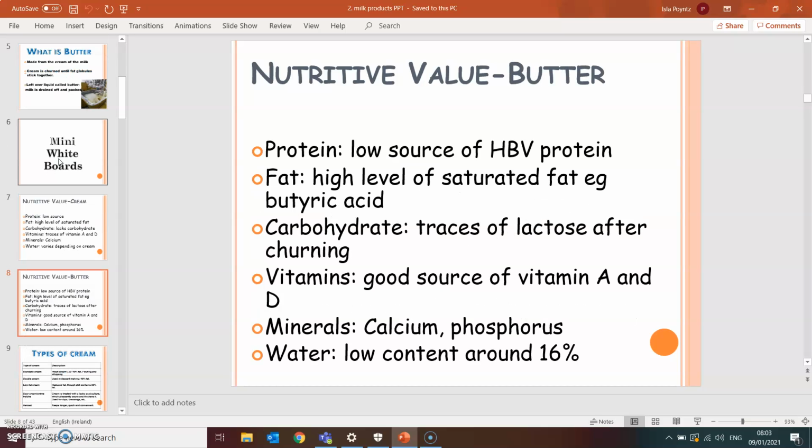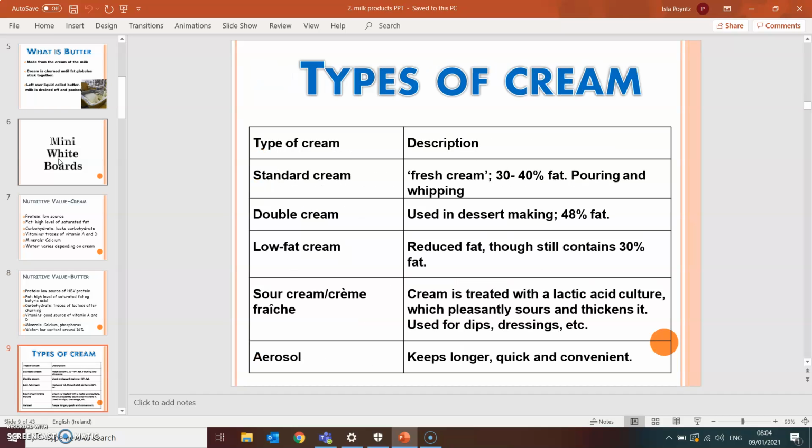Okay, and then just looking at butter. So again, high level of saturated fat, and there's a particular type of fatty acid here called butyric acid. So it would be important that you wrote that in a different color pen. Okay, and again, you have a little bit of lactose, so we're bringing that from the milk. Okay, and then vitamins A and D again, of course. Vitamin A for our eyesight, if you want to write that in, and D for our bones and teeth. Okay, so next have a little look here at the types of cream.